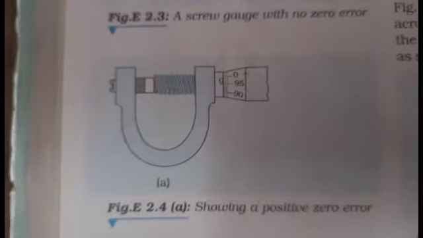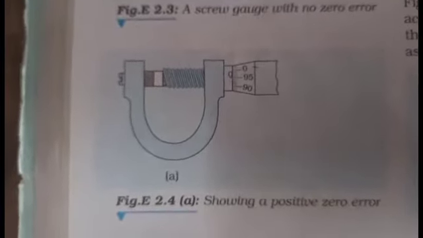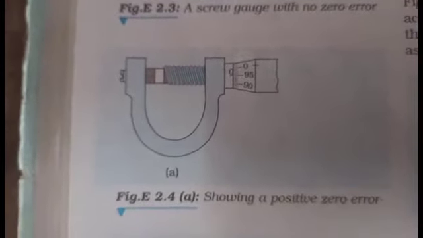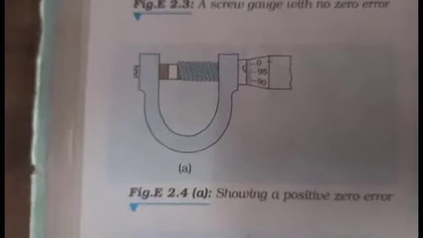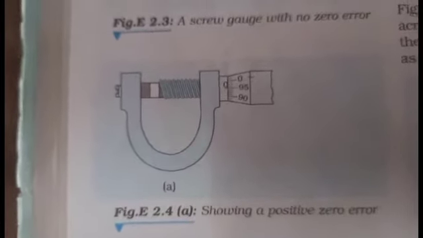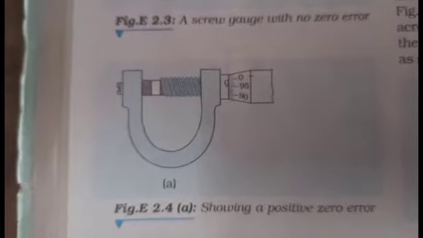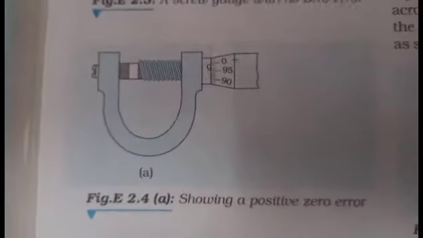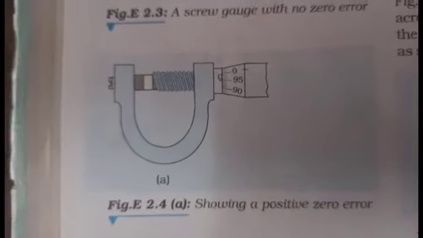How to find out the magnitude of error? Just take the number of divisions with respect to 0. If you count with respect to 0, there is a 5 division error. So 5 multiplied by the least count. First find out the least count and multiply it with 5, so you will get the magnitude of the error. In this case the error is positive and the correction is negative.